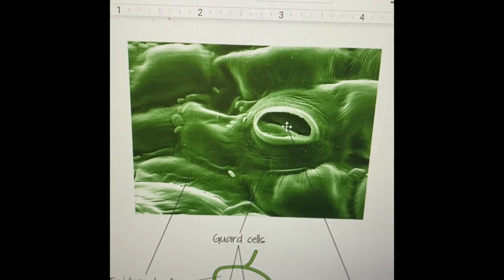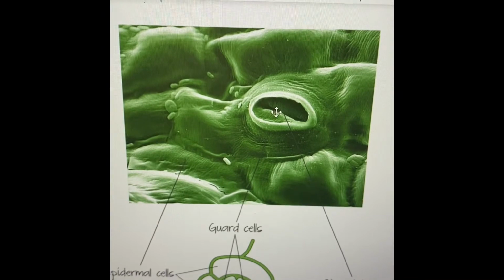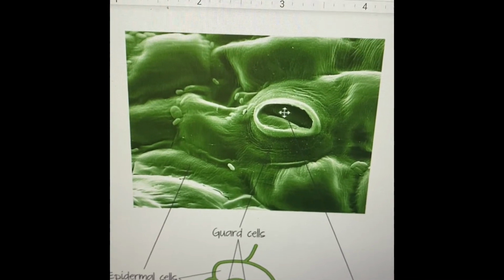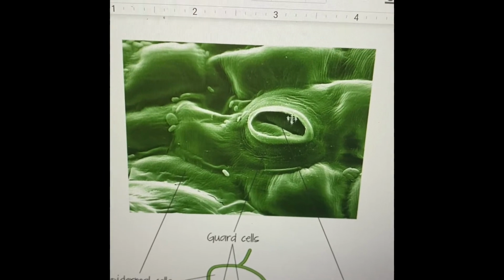Unfortunately, guess what else can come out of here? Water vapor. So that's kind of like, we need these, but hey, it also sucks because we're losing a ton of water as well. So the water vapor leaves through the stomata as well. So transpiration is the loss of water vapor from the parts of the plant that are above ground, primarily the leaves.